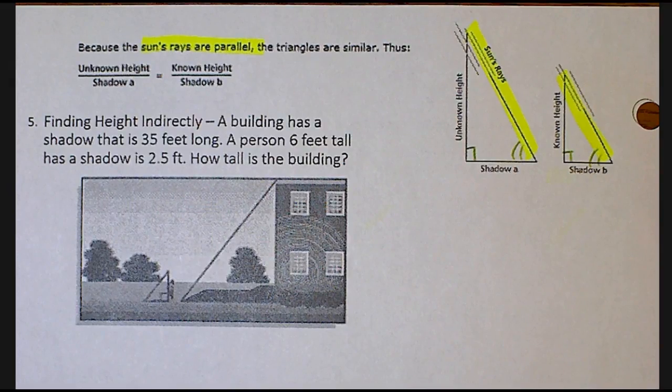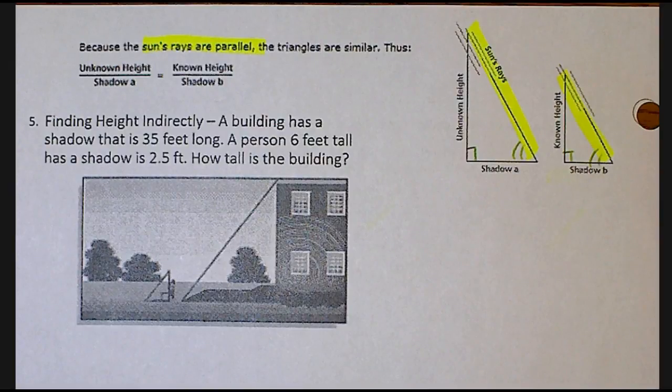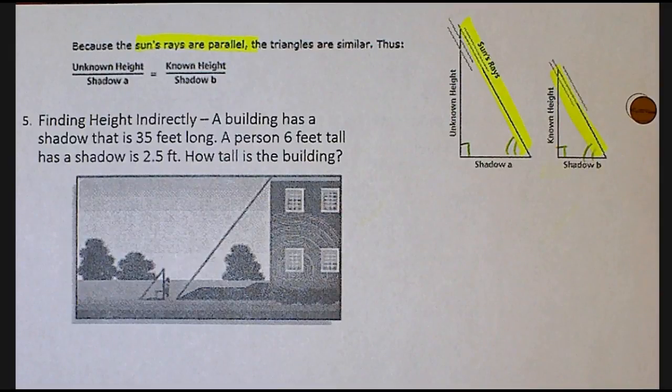Okay, shadow problems are very common. So every time you do a shadow problem, what you want to be able to understand is that the sun's rays shining down on objects that are right next to each other are always going to be parallel. So all those concepts of parallel lines apply. And you know that the triangles are going to be similar.